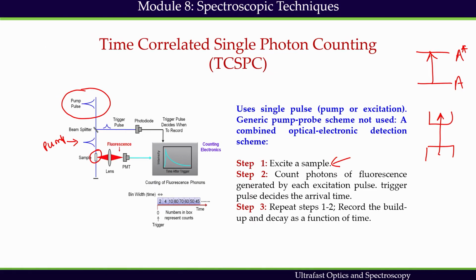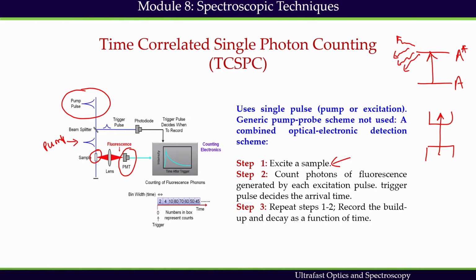The excited sample spontaneously emits fluorescence from the excited state. The moment I excite these molecules, they will emit fluorescence, and our task is to record the fluorescence with the help of a photosensitive detector such as a PMT. Then we have to count photons of fluorescence generated by each excitation pulse.